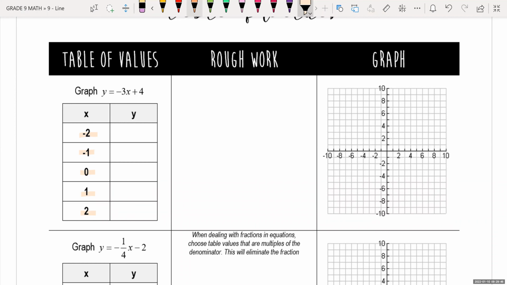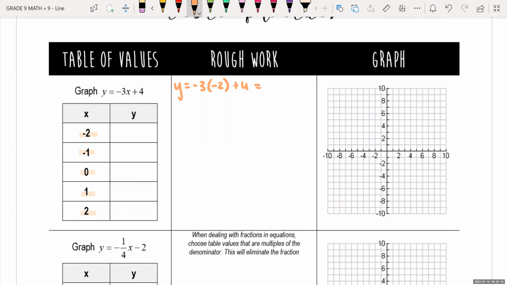Okay, so let's try this question. How exactly are we going to work through it? What we're going to do is for every single x value, I'm going to substitute it into the equation and I'm going to solve. So my equation is y = -3x + 4, and my very first x value is -2. So for the very first part, and I just have a little box over here for rough work, it's just going to be y = -3(-2) + 4.